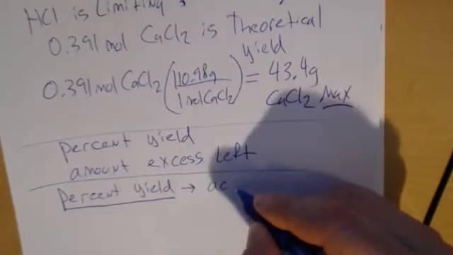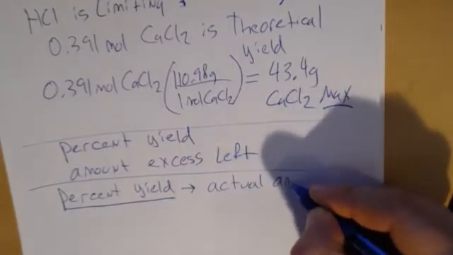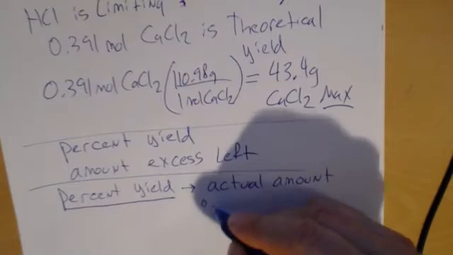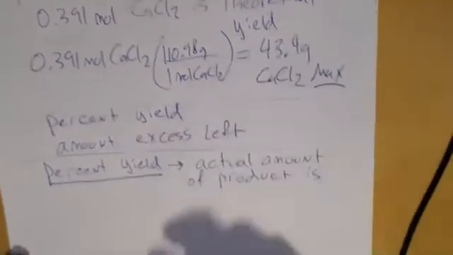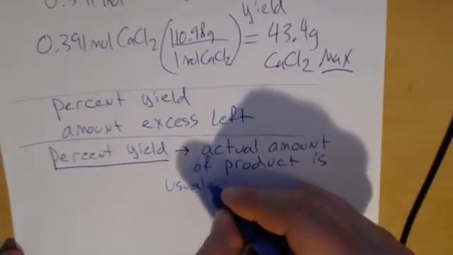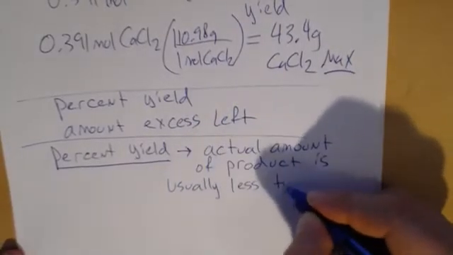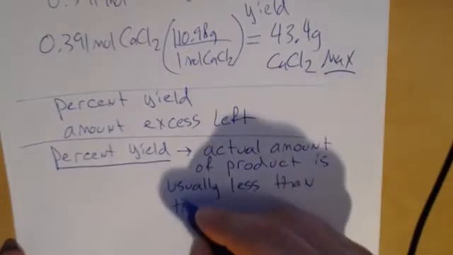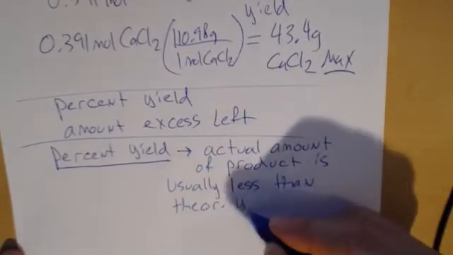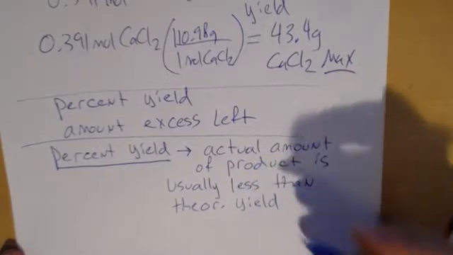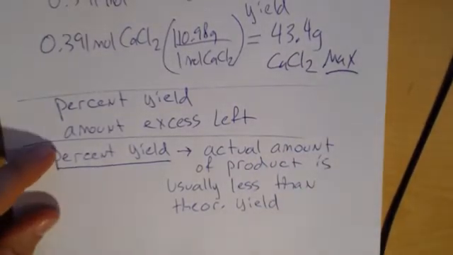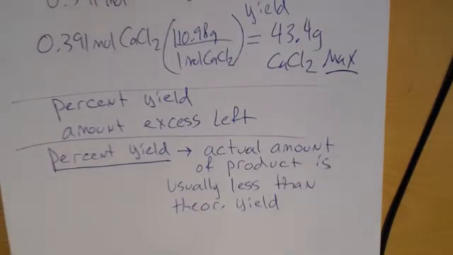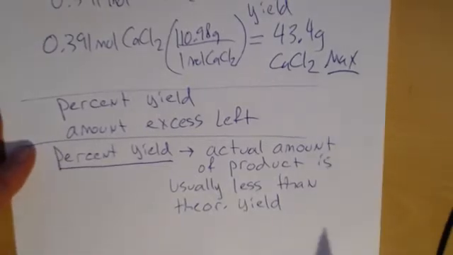the actual amount of product is usually less than the theoretical yield. There's a lot of reasons for that. For one reason, when there's side reactions, another reason is that once you start making a lot of product, the product can get in the way so that the reactants have a harder time finding each other. They call that a kinetic argument.